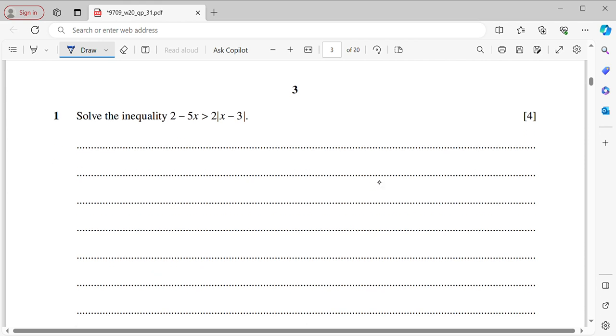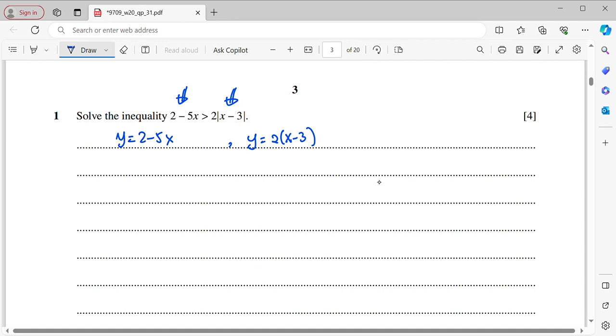Question number 1. Solve the inequality 2 minus 5x is greater than 2 times modulus of x minus 3. Since we are given one linear function and another one a modulus function, the easiest way to solve this inequality is by using a graph. Therefore, I'm going to sketch two graphs on the same diagram. The first graph is 2 minus 5x, and the second graph is 2 bracket x minus 3. Instead of the modulus function, I sketch just the normal function first.